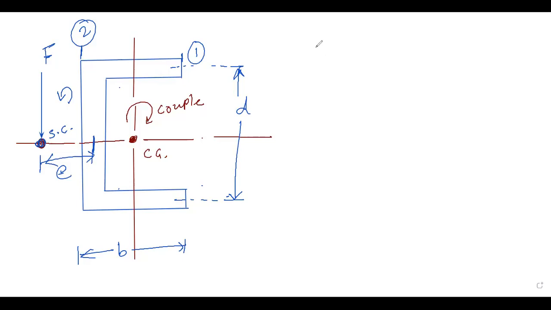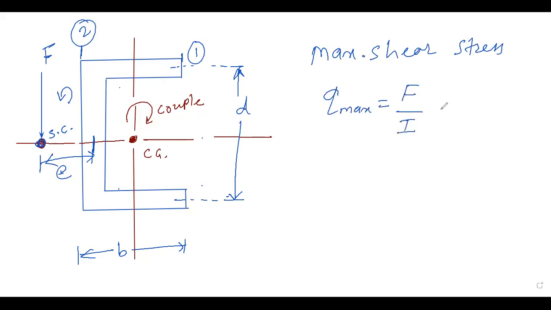So next line, as you know, we have discussed the formula of maximum shear stress. Q max is equal to F by I. This we have already derived. F by I into X into D divided by 2. Okay, this is the maximum shear stress.